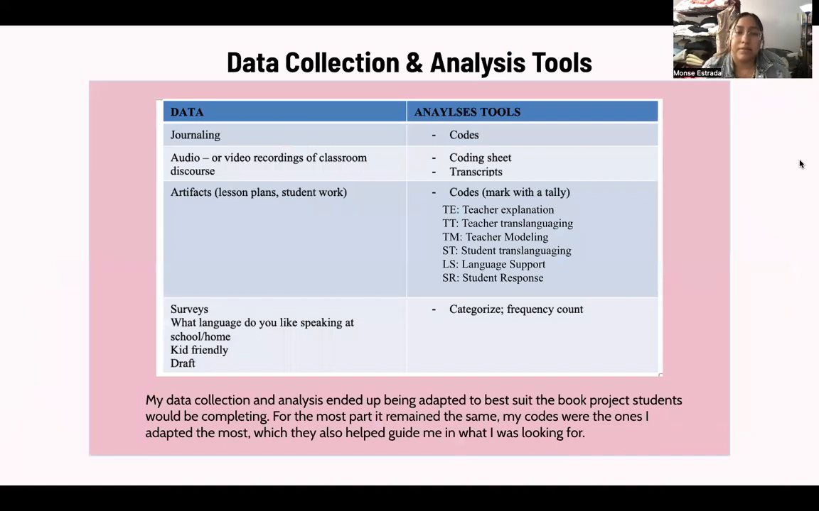So, my data and collection tools. I have my data listed, my tools listed. The only one that really changed were my codes, which I kind of adapted as they did their book projects. I just felt like I had to change them to make it make more sense for the book projects.